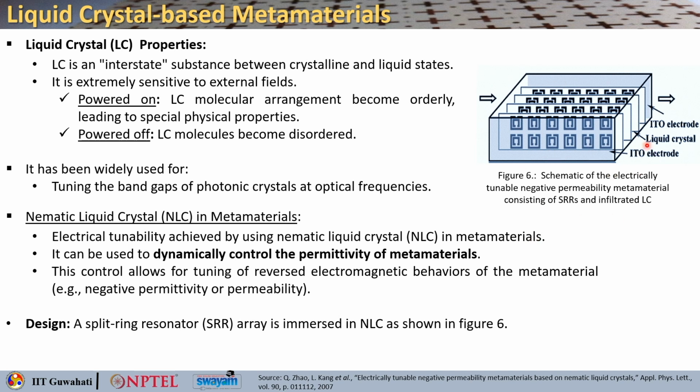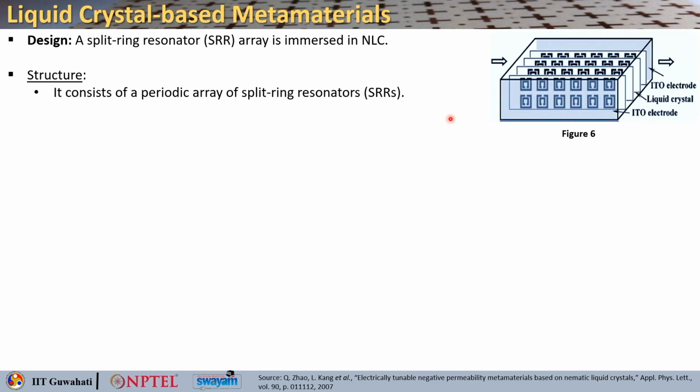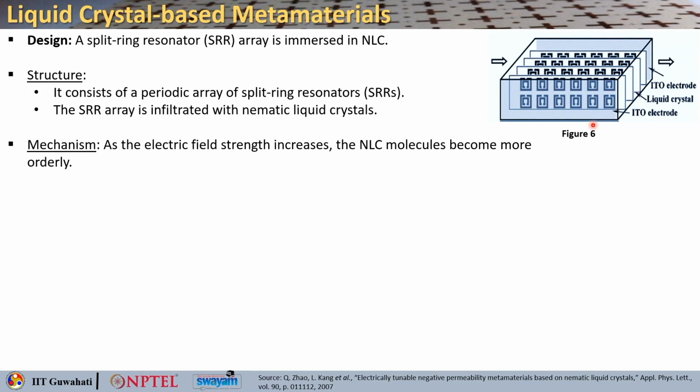So, here is a design of a split ring resonator array being immersed in nematic liquid crystal. This is one particular case where you have electrodes on either side to apply the voltage biasing, and these are liquid crystals where the split ring resonator arrays are embedded or immersed. So, it is understood that the structure consists of a periodic array of split ring resonators, but these arrays are infiltrated with nematic liquid crystals whose properties will change depending on the applied voltage bias.